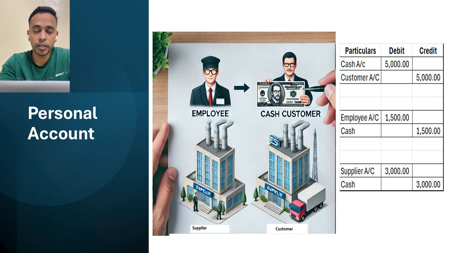And personal account we are discussing now: debit the receiver, credit the giver. Who gave this cash? The customer. So the customer will be credited. Now you can see the entry: cash account debit to the customer.